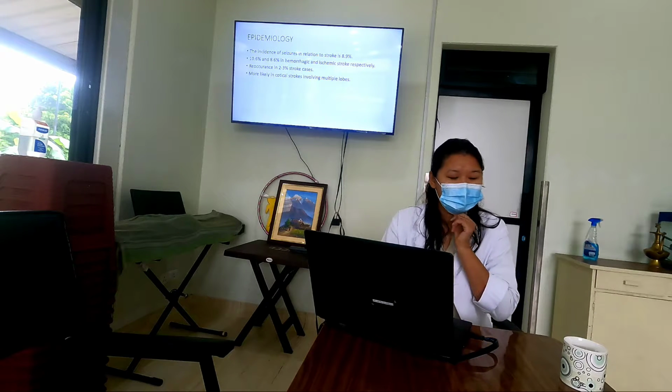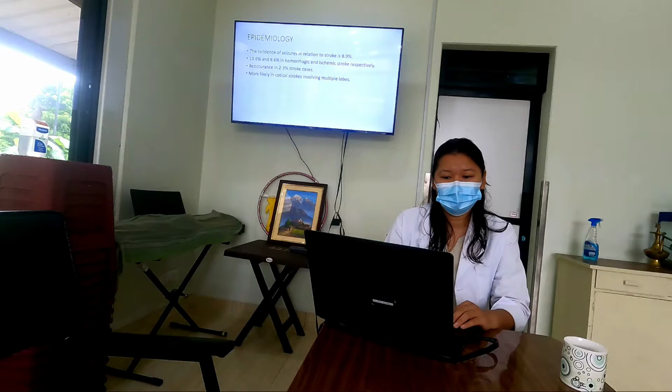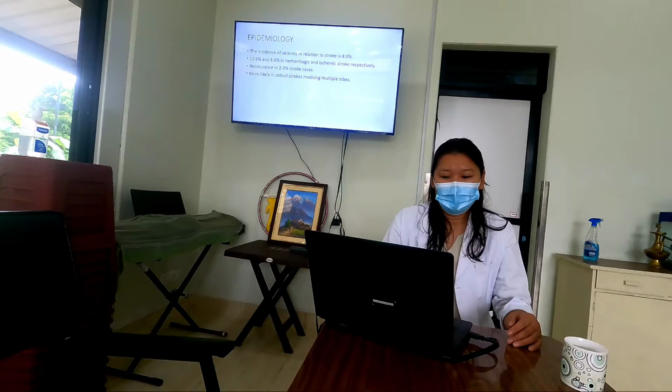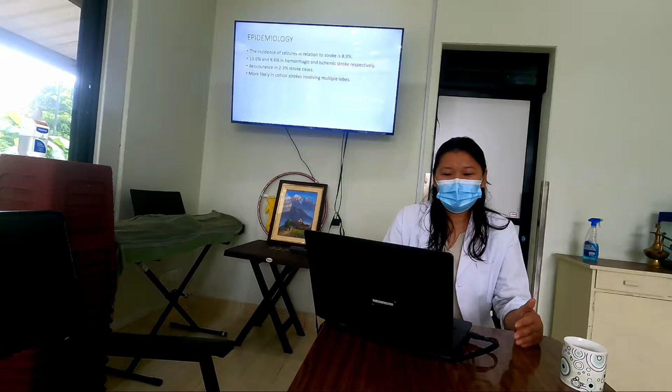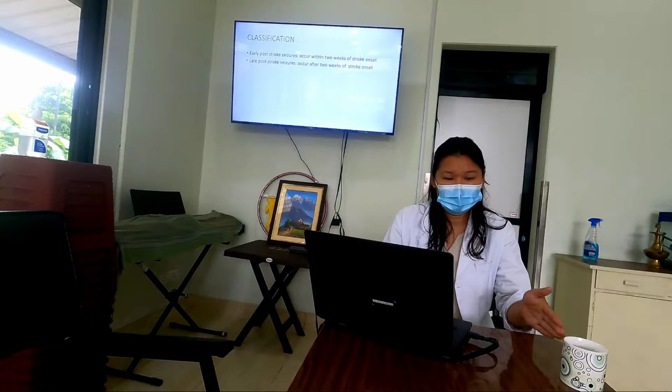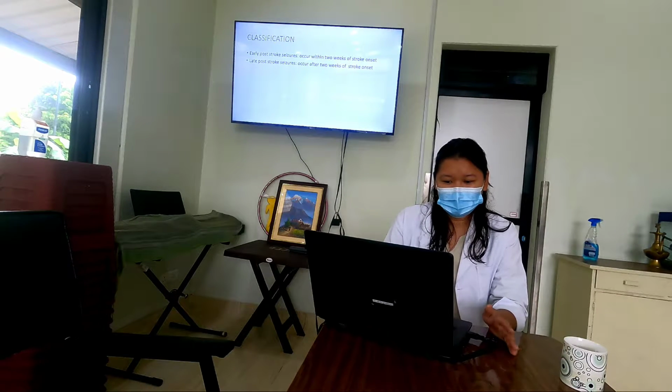In epidemiology, mostly in hemorrhagic cases, there is presence of seizure. In total, 8.9 to 9% of cases present with seizures in stroke, 10.6% in hemorrhagic and 8.6% in ischemic stroke. Recurrence is 2 to 3% of cases. If the lobes involved are multiple or in the cortical region, then there is a higher chance of post-stroke seizures. We have two classifications based on time period: if the onset is within 2 weeks, it is called early post-stroke seizures, otherwise late post-stroke seizures.